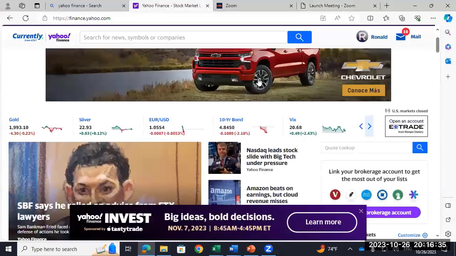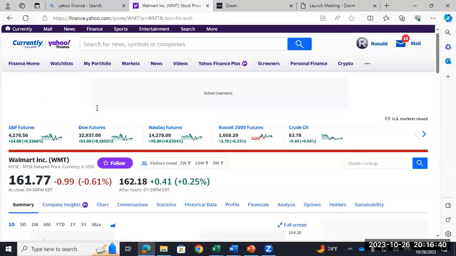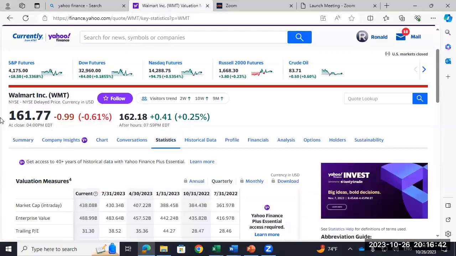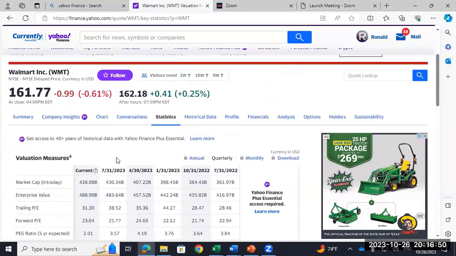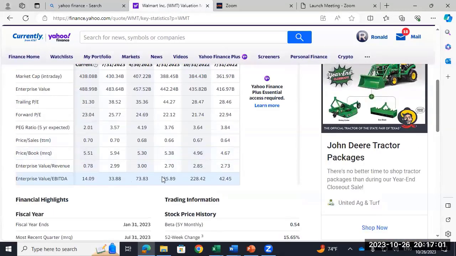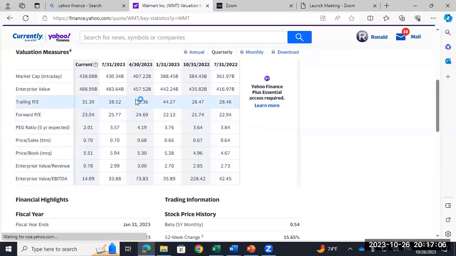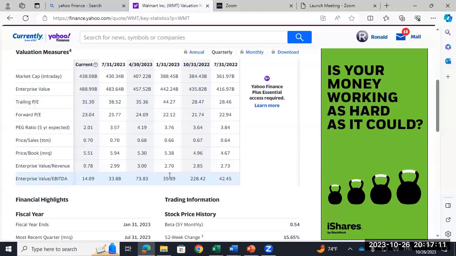But let's look at Walmart. It's under statistics. Even EBITDA. Did I get Walmart? Yeah, it did. Wow. Oh my word! These numbers don't look right at all. There's something wild going on in here. Well, their PE ratios over 30 as well. But yeah, there's something wrong with these numbers.